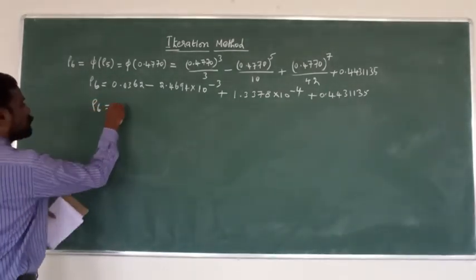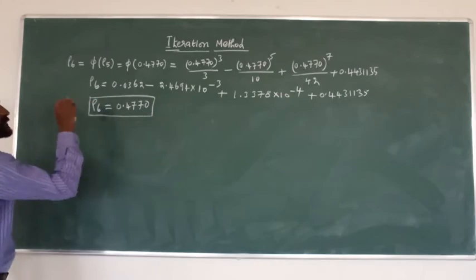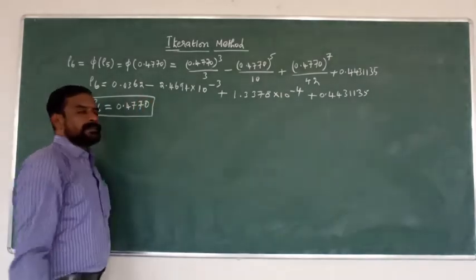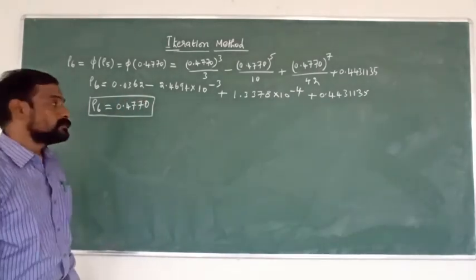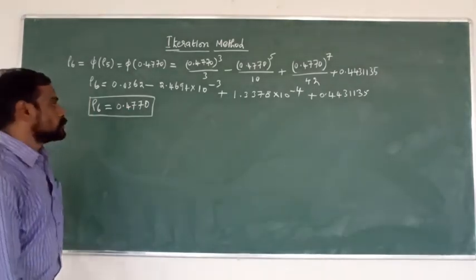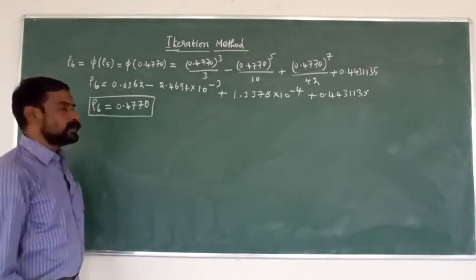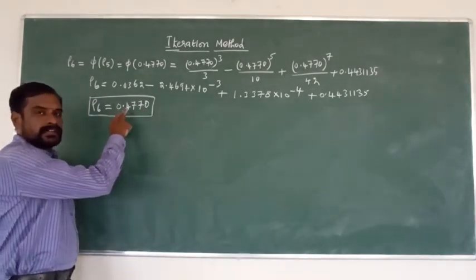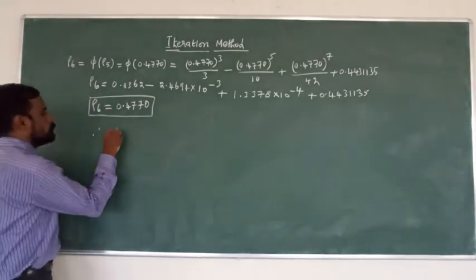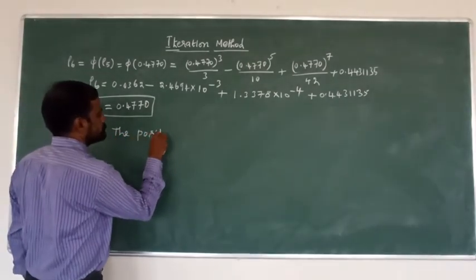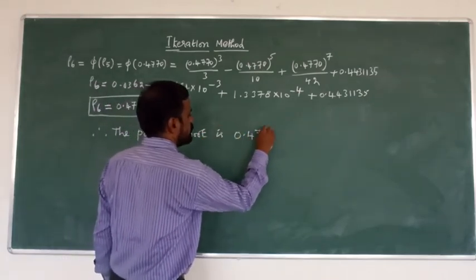Rho 6 is 0.4770. Now rho 6 value compare with the rho 5. Both results are same up to 4 decimal places. Rho 5 value 0.4770 and rho 6 value 0.4770. Both results are same. So therefore the positive root is 0.4770.